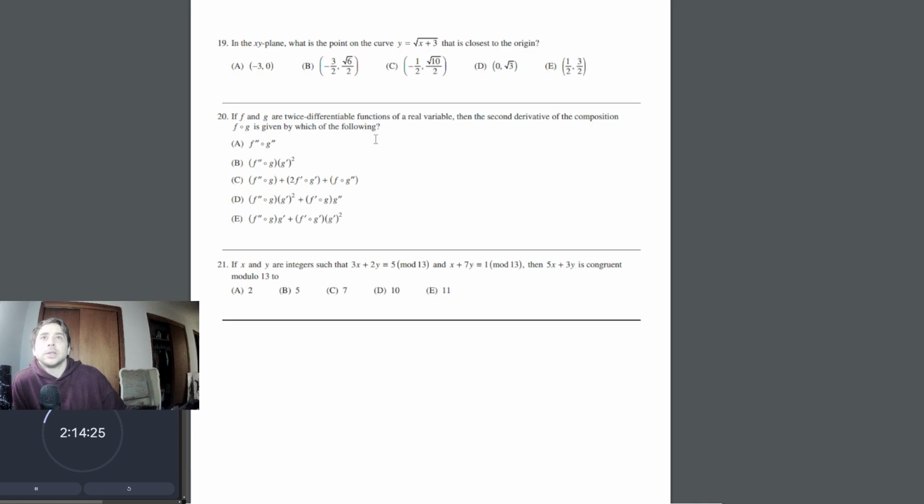F and G are twice differentiable functions of a real variable and a second derivative. The composition f of g is given by which of the following? Which identity can I remember? I like C. Just spoiled out. 20, we're going with C.